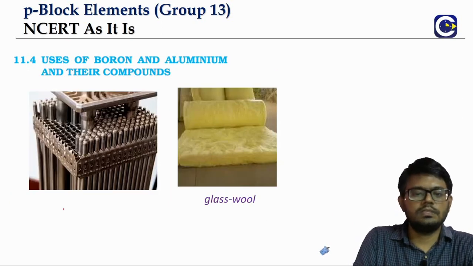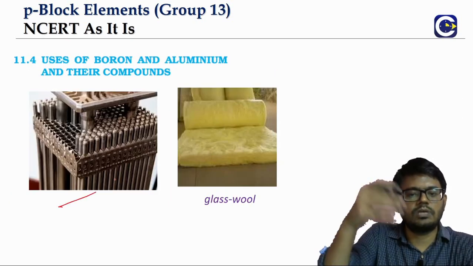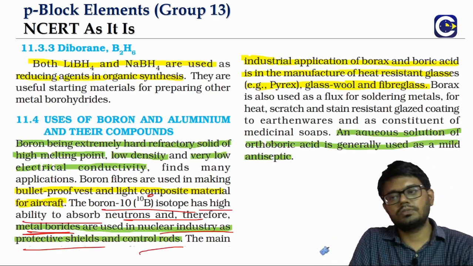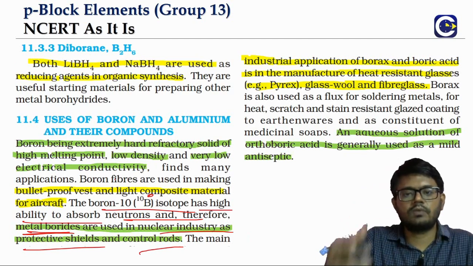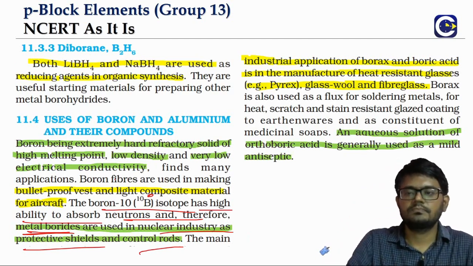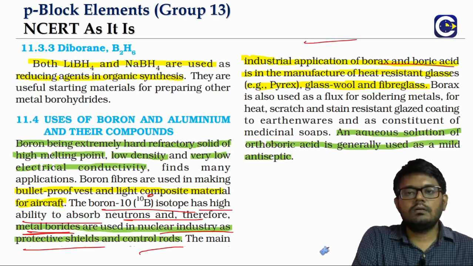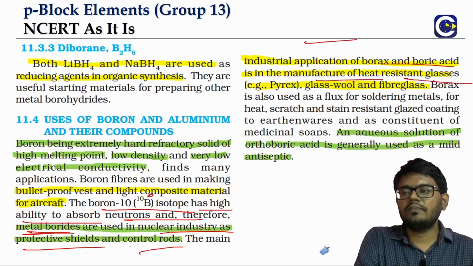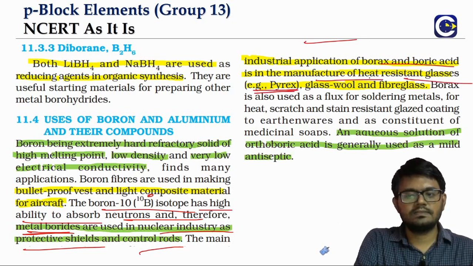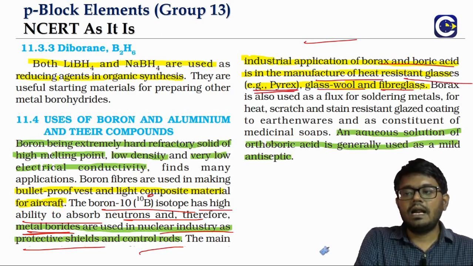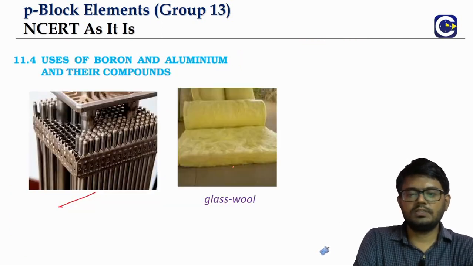Now we can see this is how we will have the controlling rods. They are used to absorb the neutrons, because neutron absorption is required for controlling a nuclear reaction. The industrial application of borax and boric acid is for the manufacture of heat resistant glasses, Pyrex, etc., and glass wool. You can see this is glass wool.